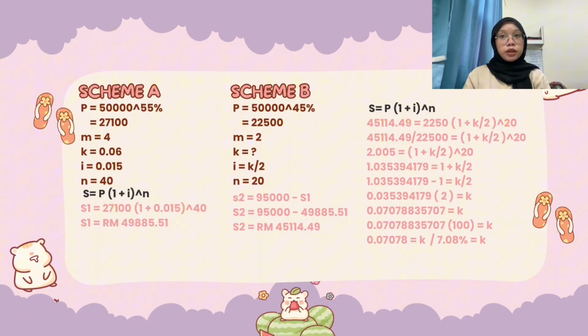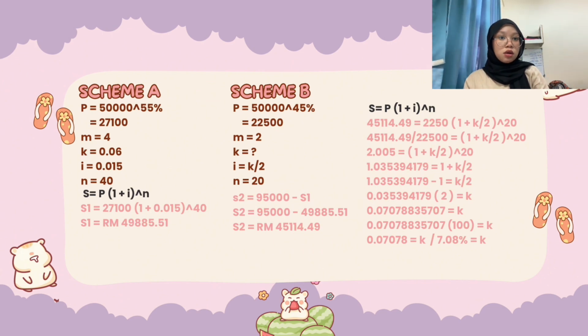For scheme A, P is 27,100, m is 4, k is 0.06, i is 0.015, n is 40. After transferring all the information into the formula, you will get 27,100 in bracket 1 plus 0.015, to the power of 40. The answer is RM49,885 and 51 cents.